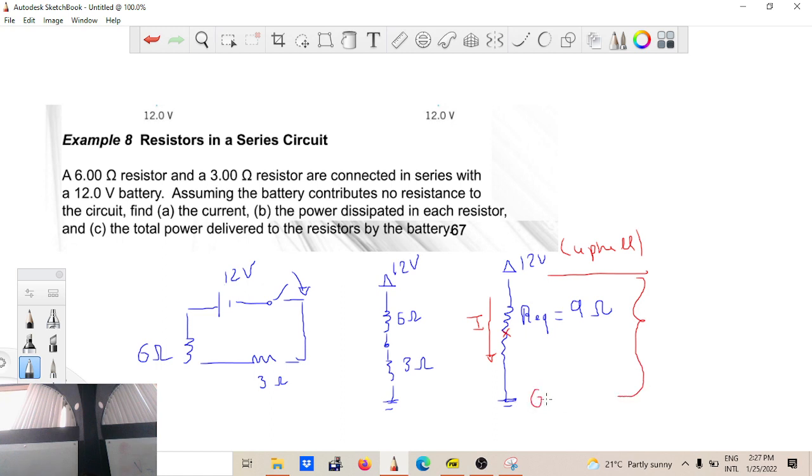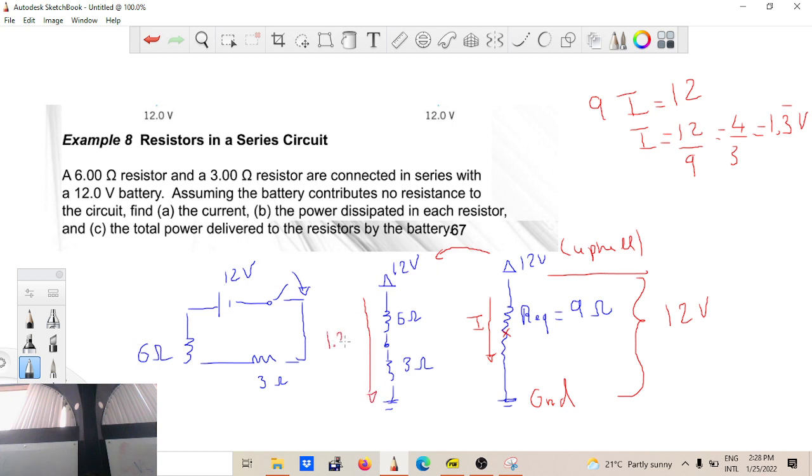So that's ground. You can imagine this is ground. So that has to be 12 volt. And you multiply. So 9 times I equals 12. So I equals 1.3 repeating. Yes? So once you have found that, you go back one step. And now we know that the current everywhere is going to be 1.3 repeating.